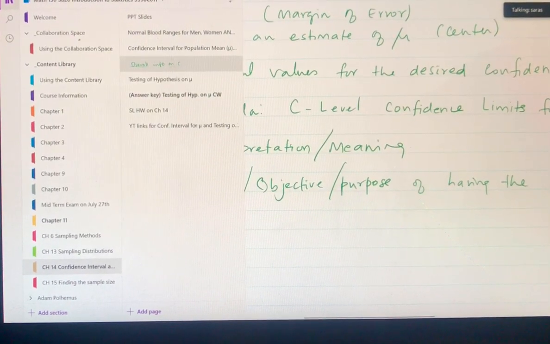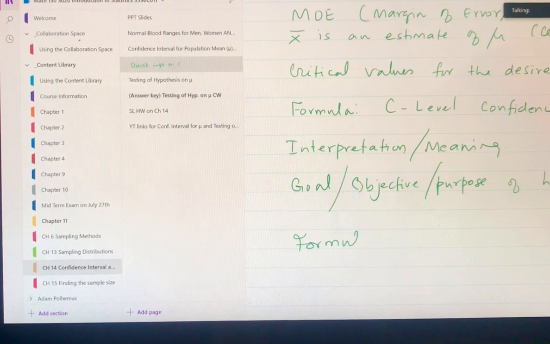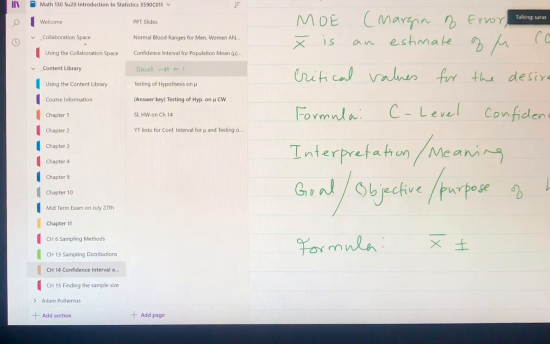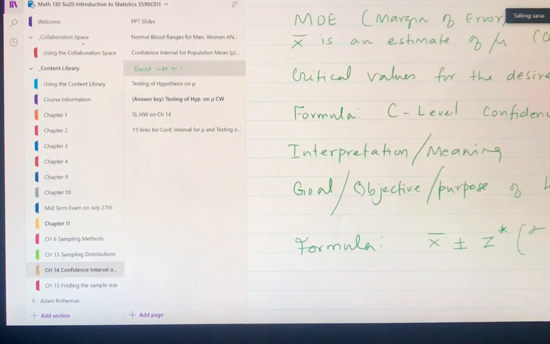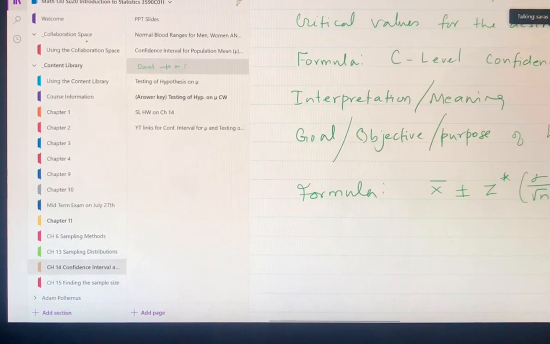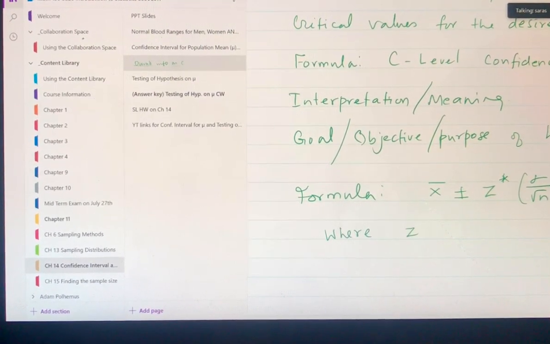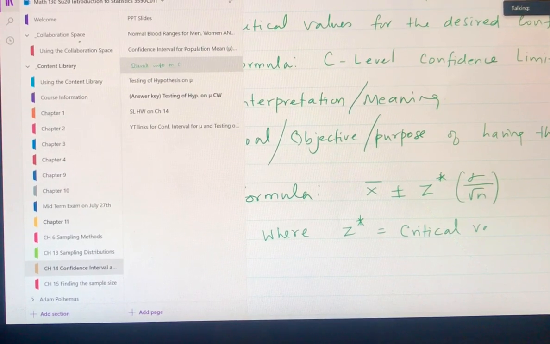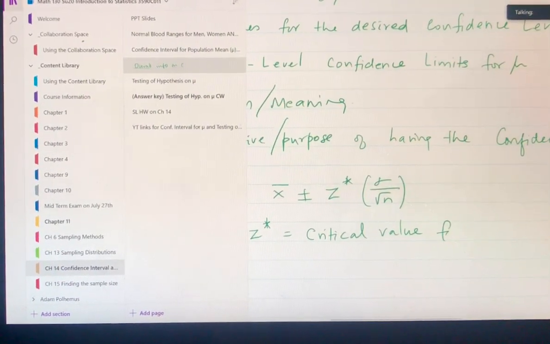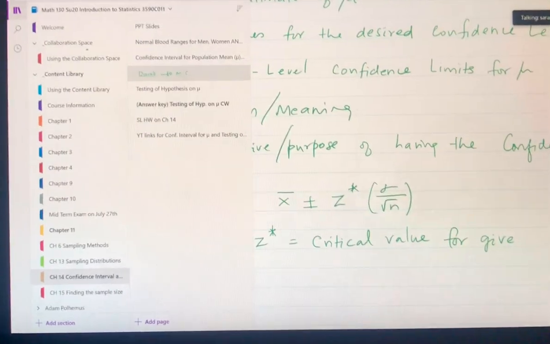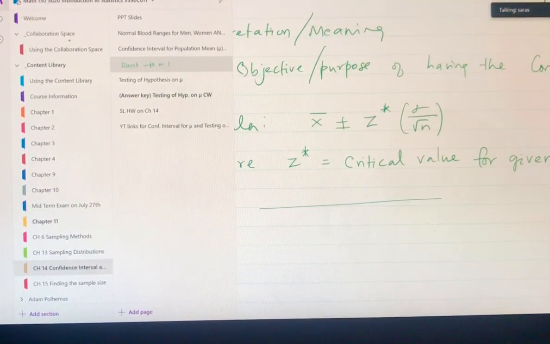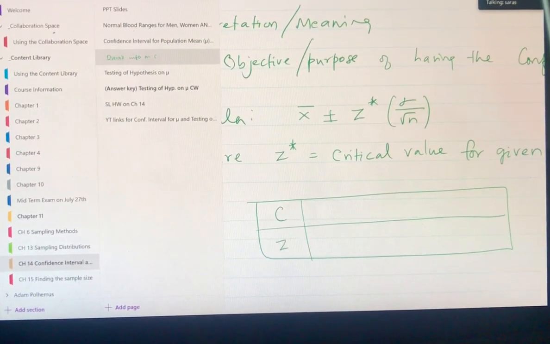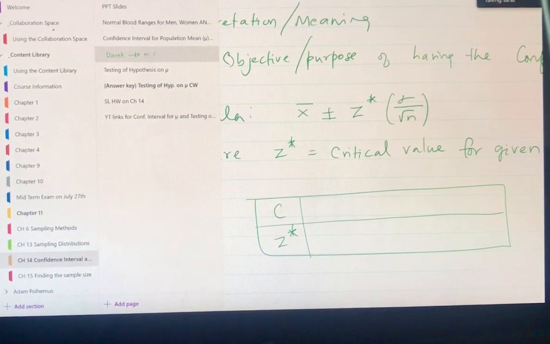Right, and then the formula, which is X bar plus or minus Z star times sigma over square root of n, where Z star is equal to the critical value for a given C level. So that critical value table you don't have to memorize because you can use your formula card. If the exam is taken in the classroom, usually I will be giving the number.